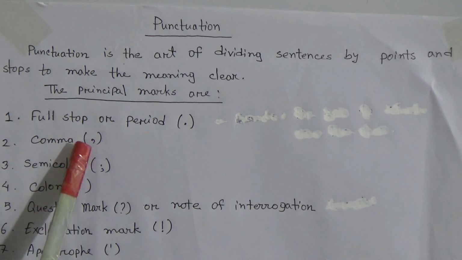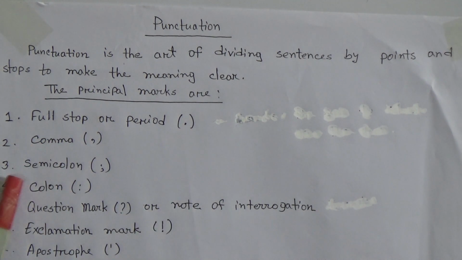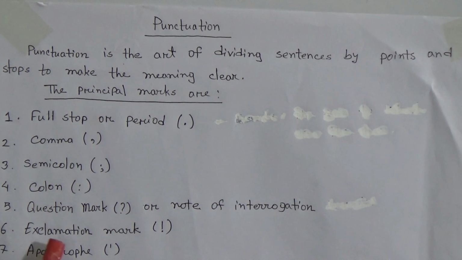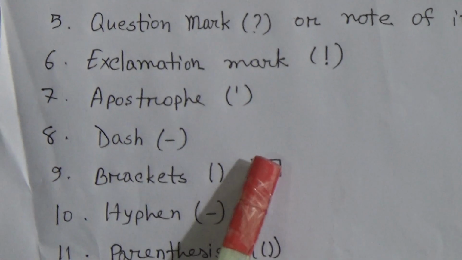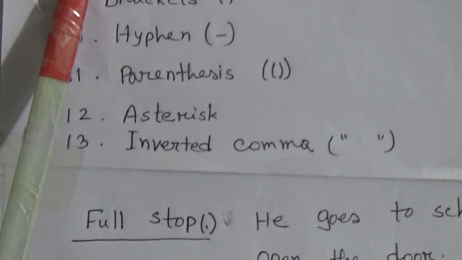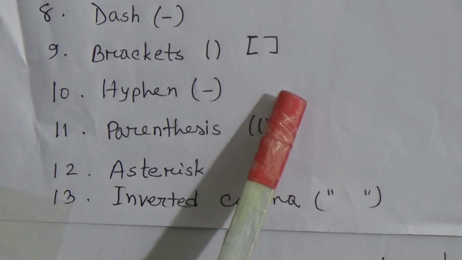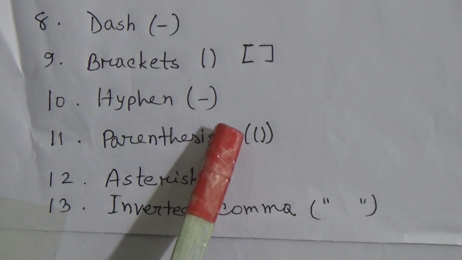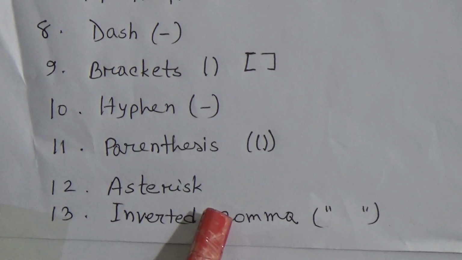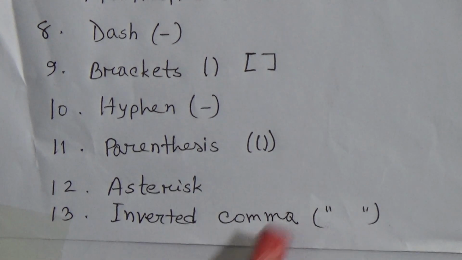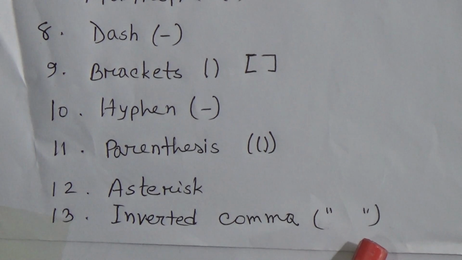Number 1, full stop or period; number 2, comma; number 3, semicolon; number 4, colon; number 5, question mark or note of interrogation; number 6, exclamation mark; number 7, apostrophe; number 8, dash; number 9, brackets; number 10, hyphen; number 11, parenthesis; number 12, asterisk; number 13, inverted comma, like this. Okay dear students, so what are they?